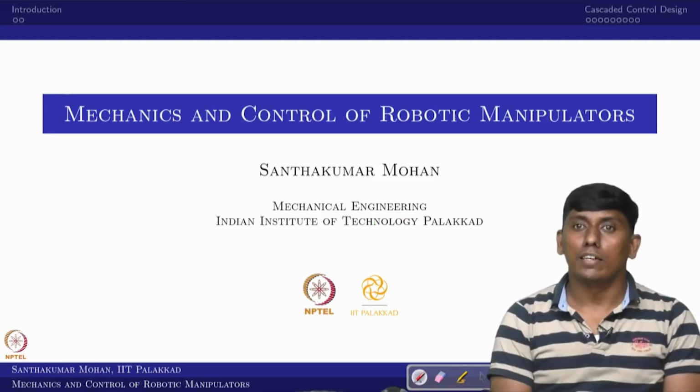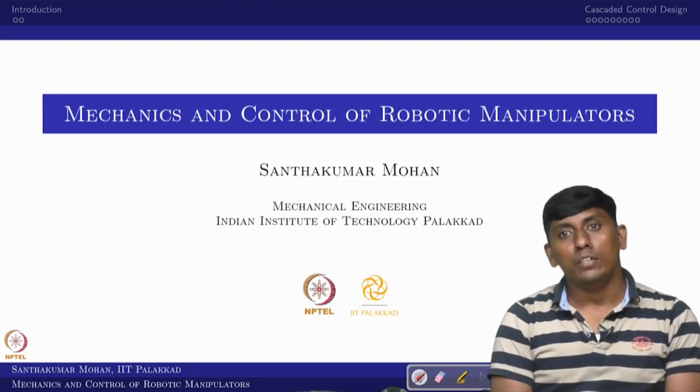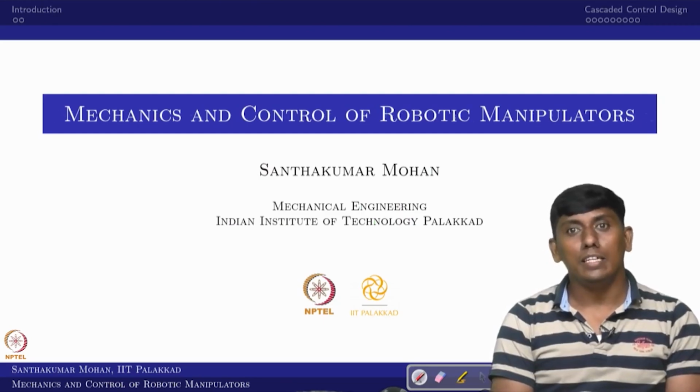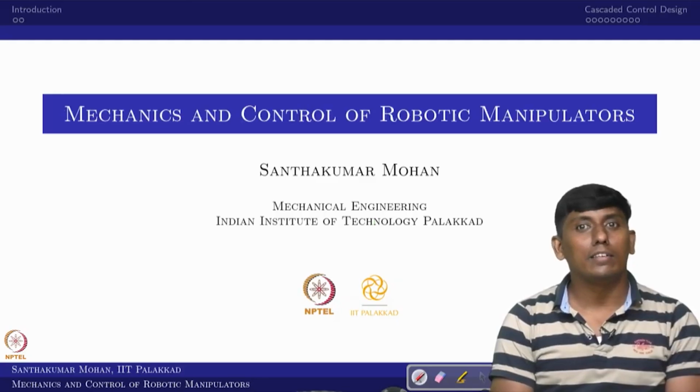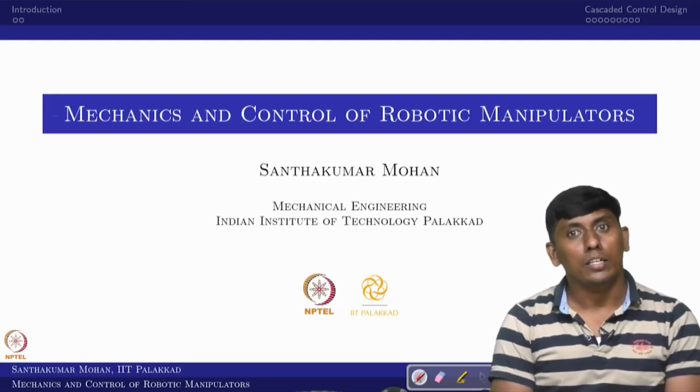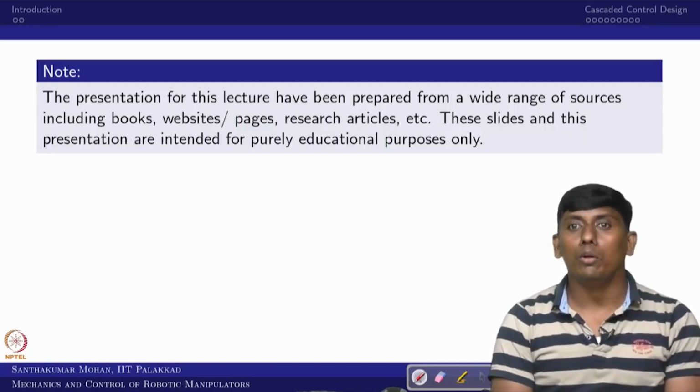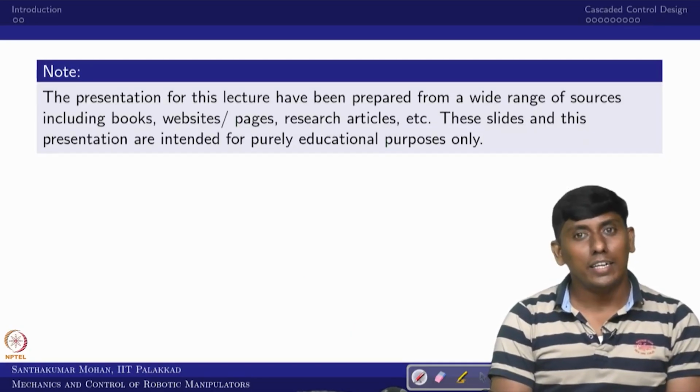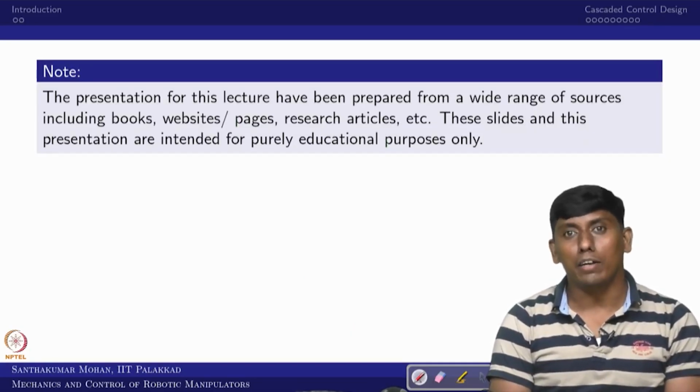Welcome back to Mechanics and Control of Robotic Manipulator. In this lecture we are going to see the extension of the dynamic control. In fact, it is the integration of kinematic and dynamic control, which is why people call it a dual loop. We will see how the dual loop can be incorporated, and what advantage we can have in that dual loop.